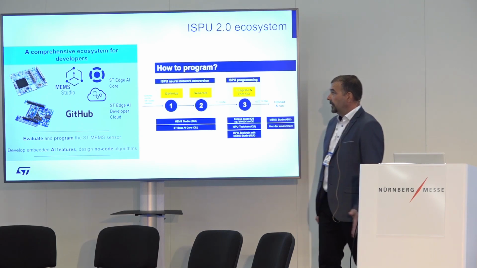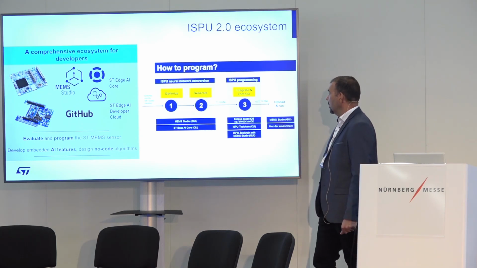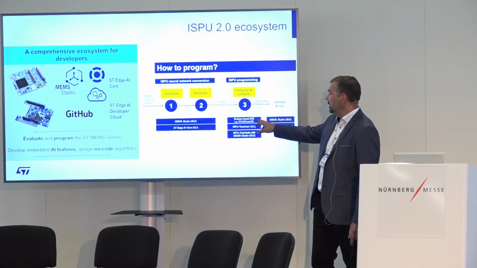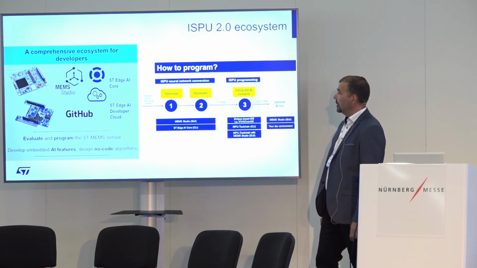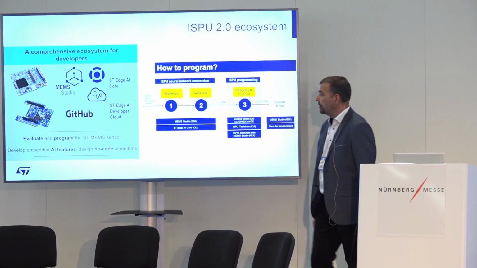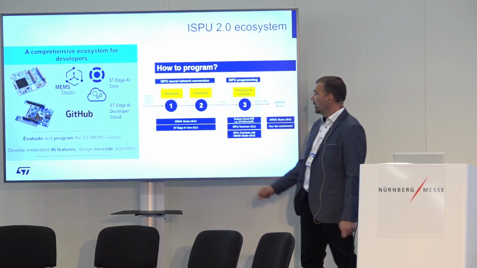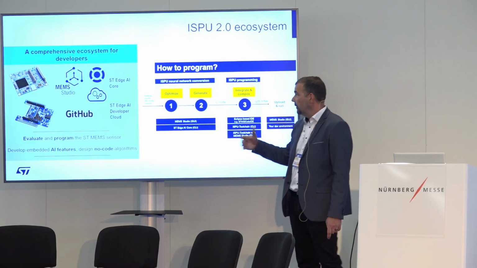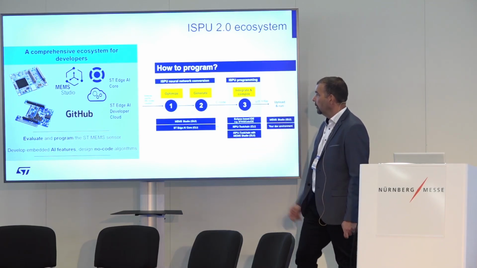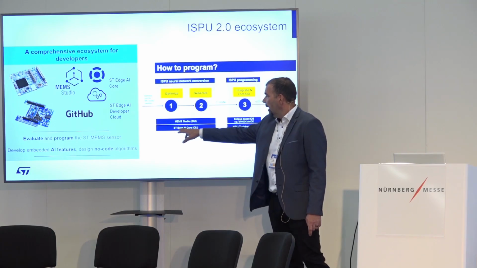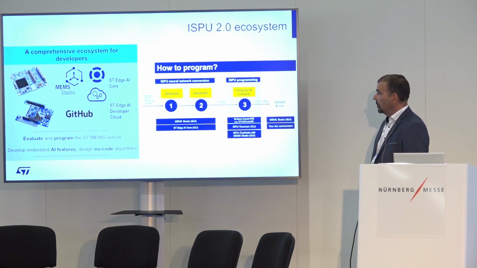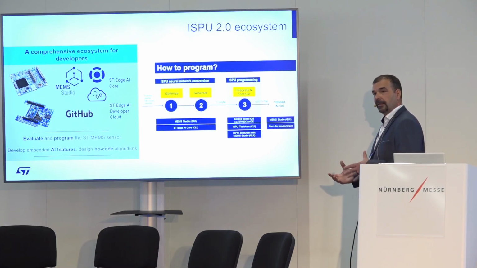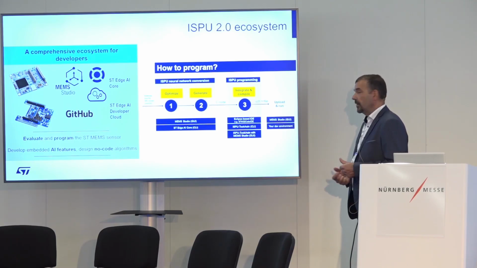For C language level programming, we are offering dedicated IDEs. But what I have here in this chart is how you could program, for example, some neural networks for the ISPU. We are offering a few tools. One of them is MEMS Studio, in which you can generate the C code for the neural networks. And the ST Edge AI Core tool is here to convert typical neural network models into ISPU optimized code size so that it fits the RISC core.